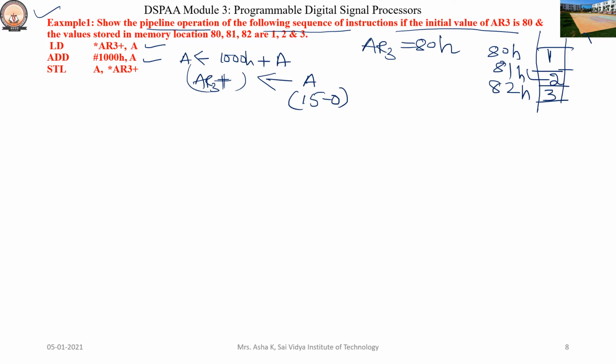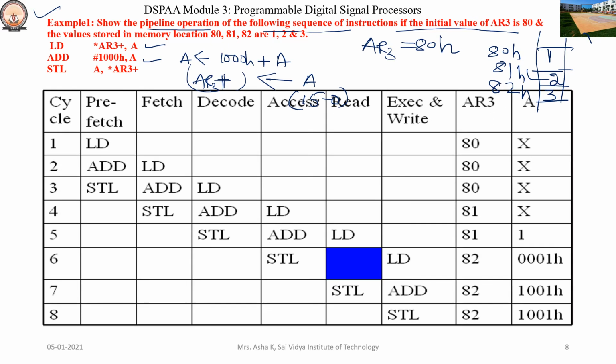So to perform this, let us analyze the 6 phases of the pipeline operation. The phases are prefetch, fetch, decode, access, read, and execute and write. We have here the content of AR3 and the content of the accumulator register. What is happening after each instruction execution in each phase?